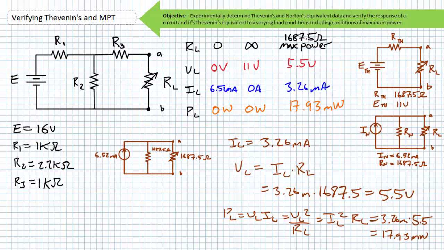We can use Ohm's law to determine the voltage drop across the load resistor to be 5.5 volts. We can use any permutation of the power equations to solve for power dissipated by the load resistor only to be approximately 17.93 milliwatts.